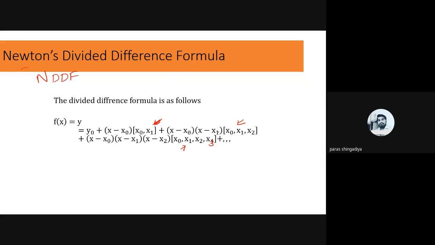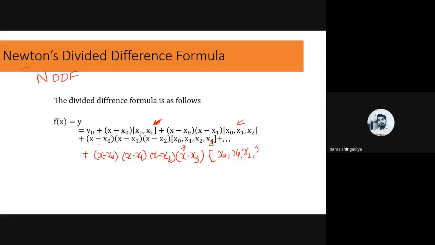Okay, and then after the third term, x minus x0, x minus x1, x minus x2. Clear? And if a fourth term is required, then it will be x minus x0. You have to keep adding one bracket: x minus x0, x minus x1, x minus x2 up to the third term, and now in the fourth term add one more bracket, that is x minus x3. Clear? And here you will get x0, x1, x2, x3 and x4 out. Clear? Multiply with this bracket and you will get an answer.